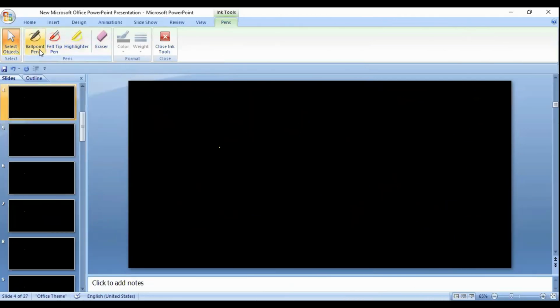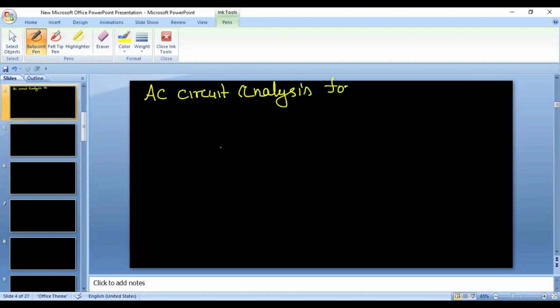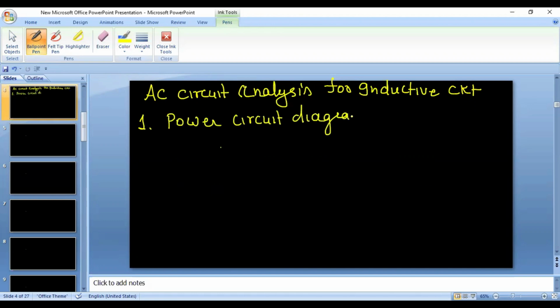My name is Amita, and in this video, I am going to discuss AC circuit analysis for an inductive circuit. What it means is that the AC source is feeding a pure inductance. So, let us start with its power circuit diagram. I can make the power circuit diagram like this.